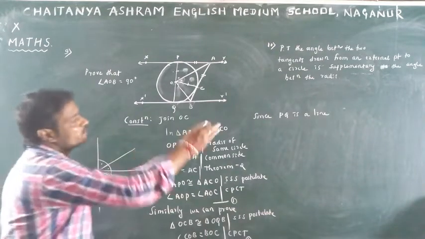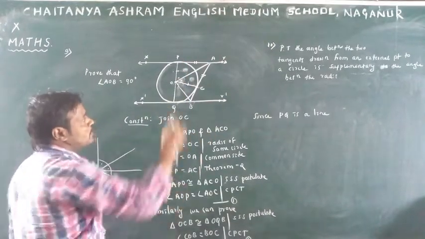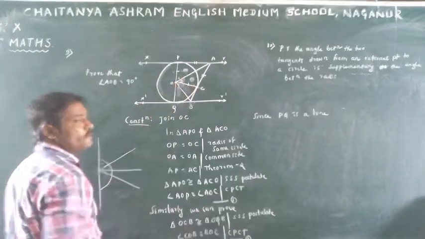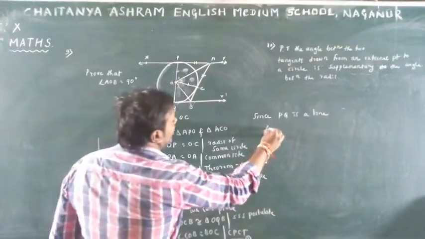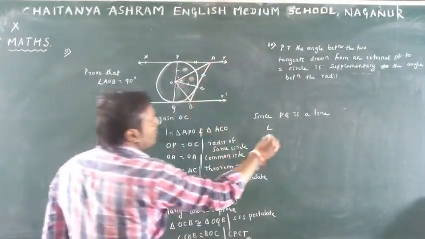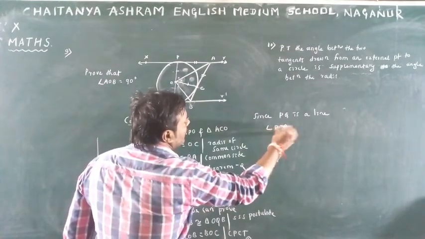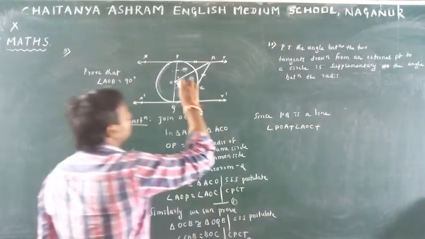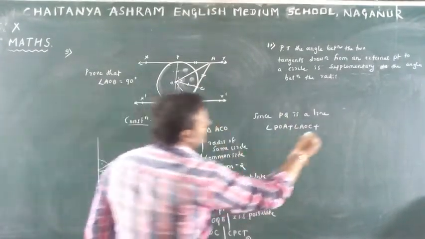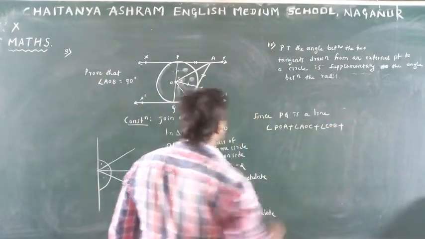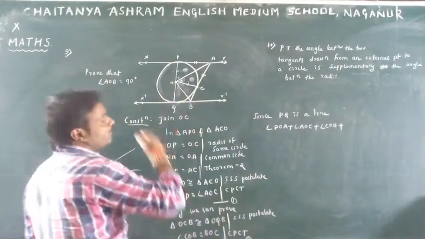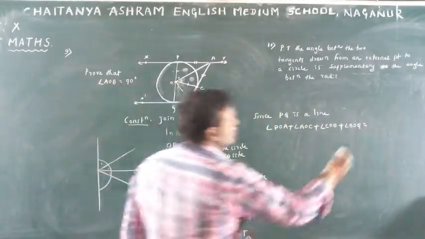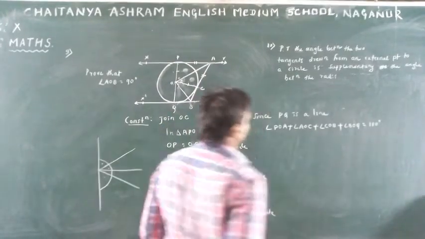So we follow the same concept. Here PQ is a line. So this angle plus this angle plus this angle plus this angle, the sum of these 4 angles is equal to 180 degrees. That is angle POA plus angle AOC plus angle COB plus angle BOQ. What is the sum of all these angles? This is equal to 180 degrees.